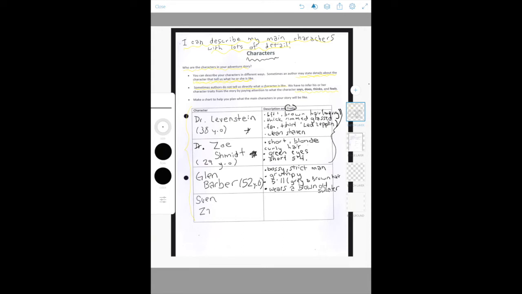Sven Zamovich. Okay, he's going to be 32 years old. Okay, so what's Sven like? He is 5'6", 5 feet 6 inches, blonde hair. He's maybe a very new astronaut. He's really shy and quiet. Maybe he's new to this crew of astronauts and he's feeling like he has to prove himself, but he's really shy and quiet. He keeps to himself. Maybe he reads a lot.